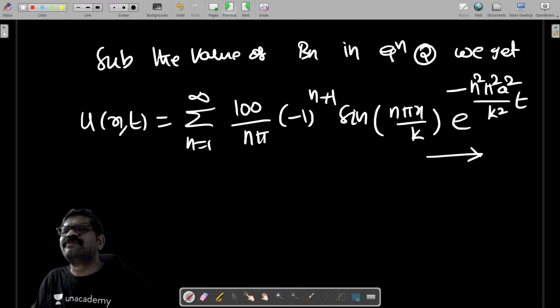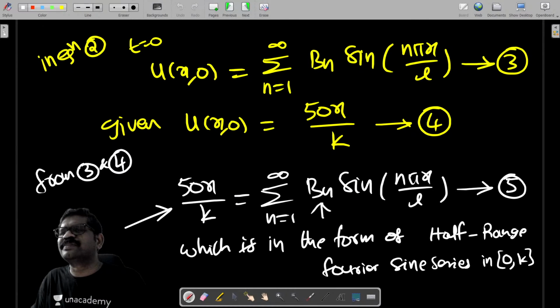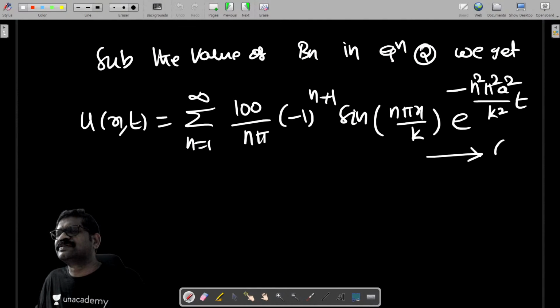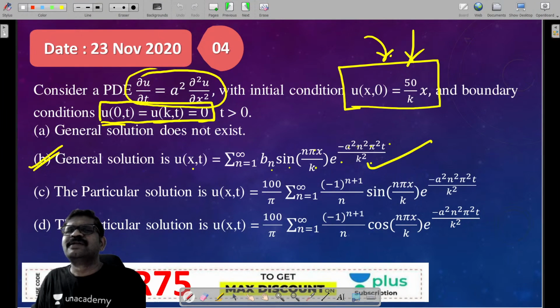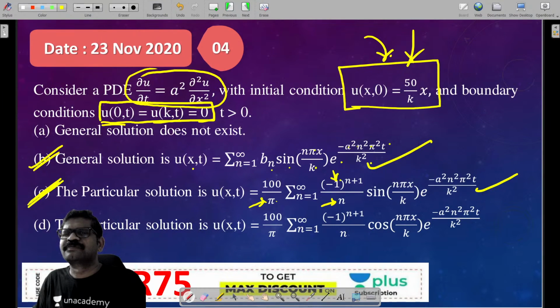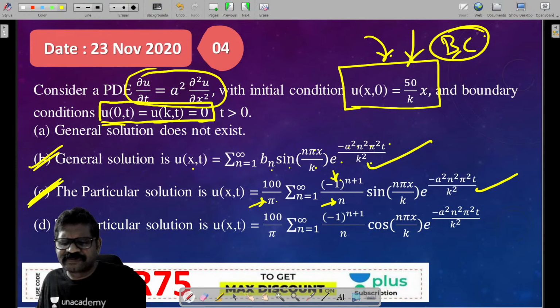This is the final solution, the particular solution of the given heat equation. This is 6. 100 by n pi into (minus 1)^n plus 1. Look at the options. Third option, 100 by pi, here n minus 1 whole power n plus 1. So third option. So both B and C are found correct in this problem. Understood? Next.